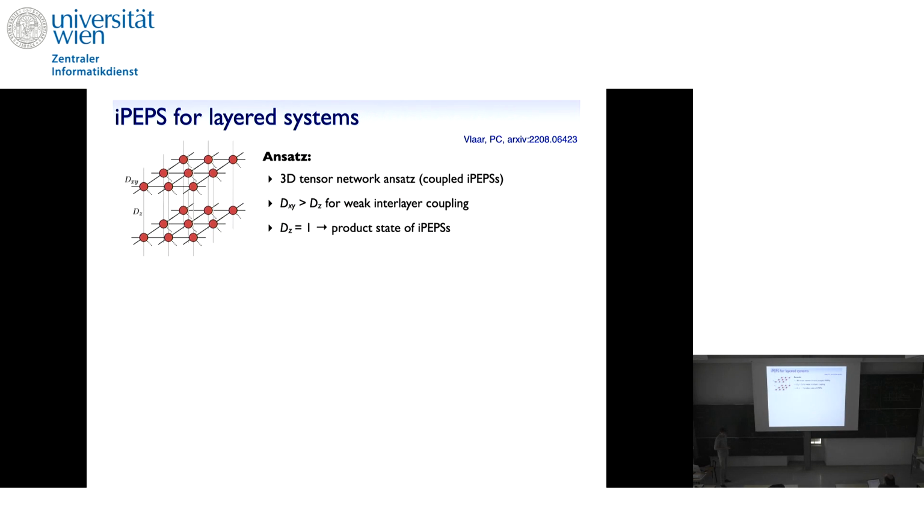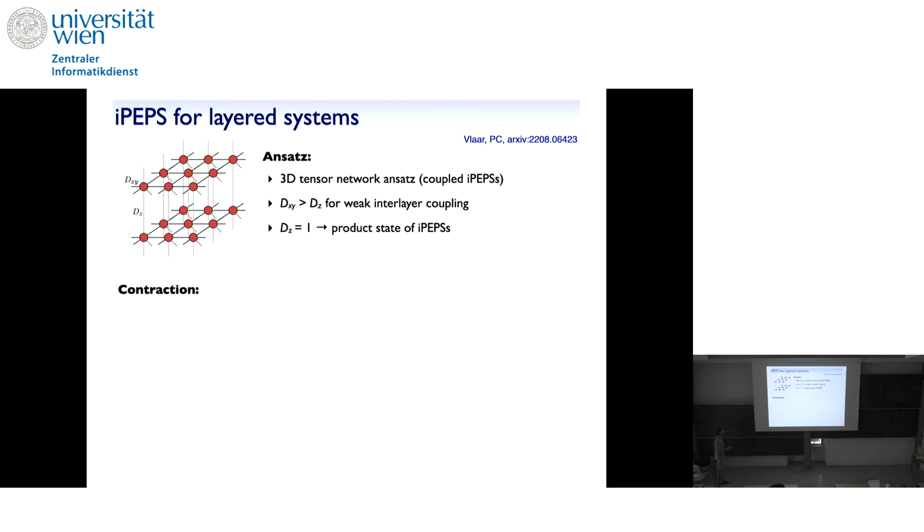So, for these type of problems, we start from an anisotropic iPEPS ansatz, where we use a large intraplane bond dimension dxy compared to the interplane bond dimension dz. Right? So in the most extreme case, we would use just dz equals 1, which would correspond to a product of iPEPS layers. And if the interlayer interaction is small, this is actually already a useful ansatz to explore these systems.